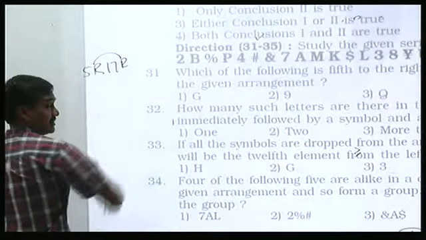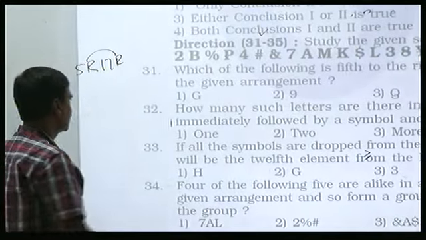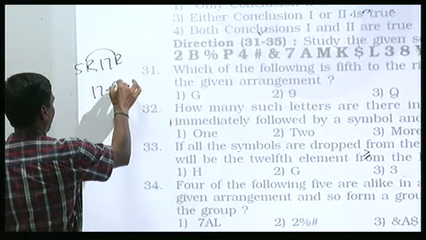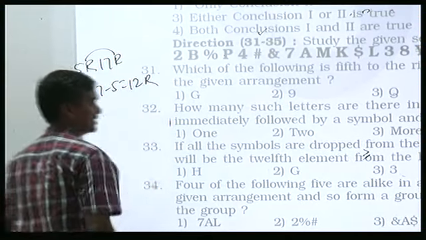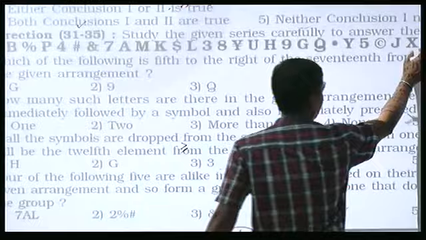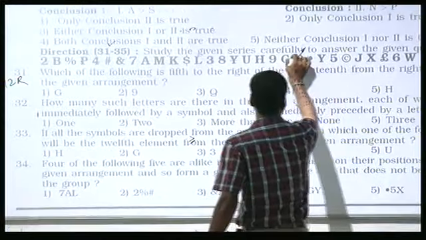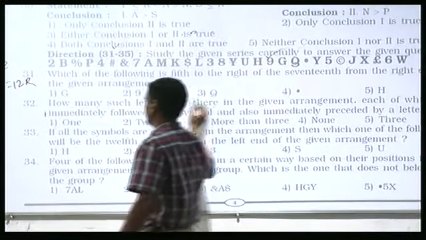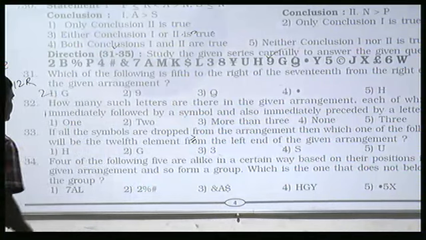Now right and right. Right and right means same direction. Hence subtract between these two. 17 minus 5, 12th from the right hand. What is the element here? 3, 4, 5, 6, 7, 8, 9, 10, 11, 12. That is 9. 9 that is given in choice 2.